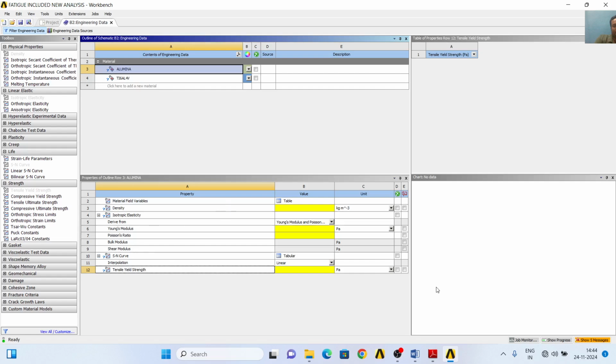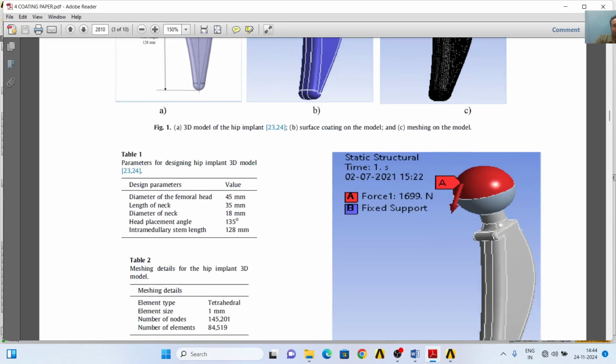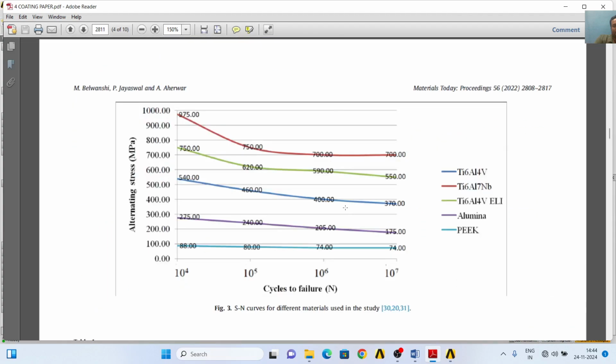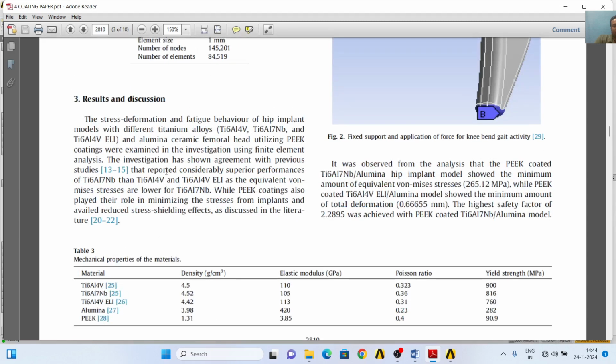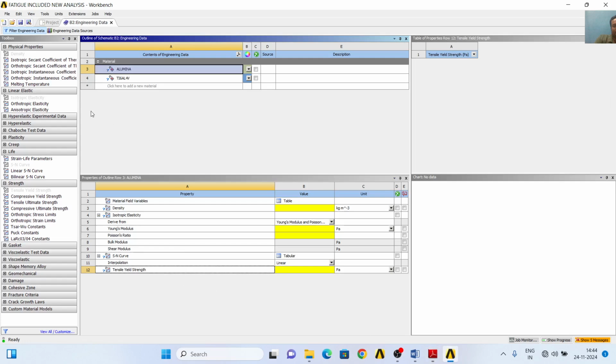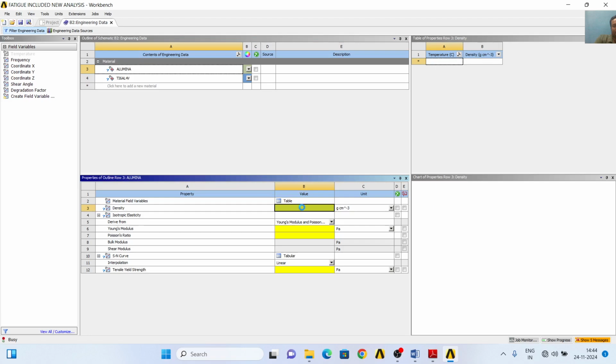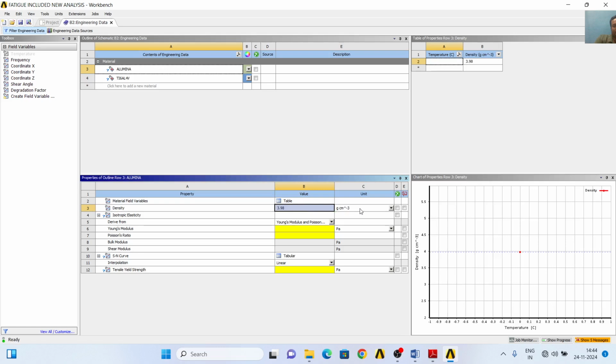For alumina, I already have the properties, which I have used in one of my papers. For alumina, the density is 3.98 gram per cubic centimeter.